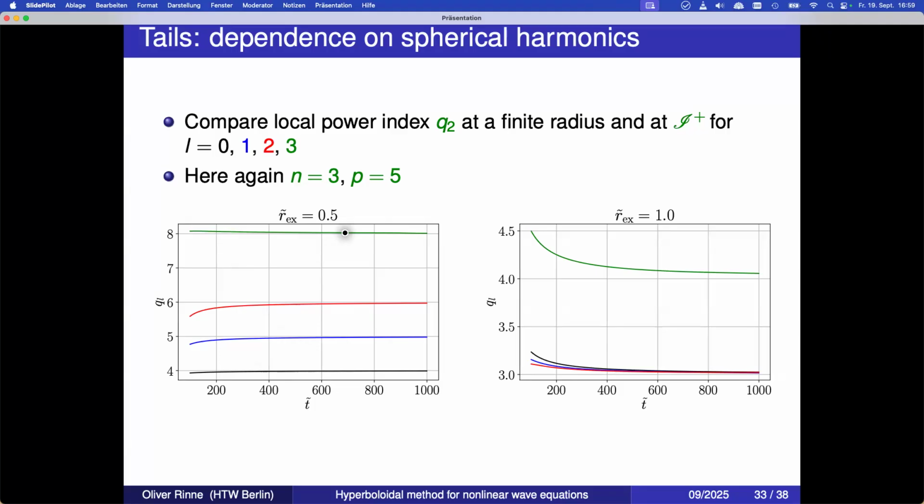And this is for a finite extraction radius. If you look at scri, then you have something different. So there seems to be some kind of degeneracy here. So these three curves here all combine to this decay rate, which is 3 in this case.